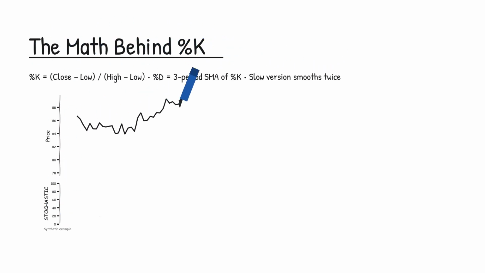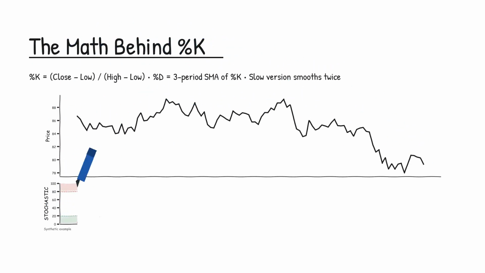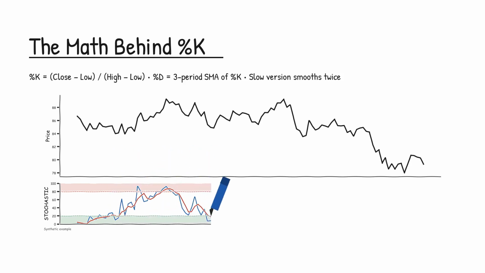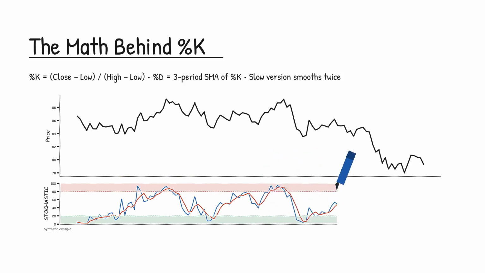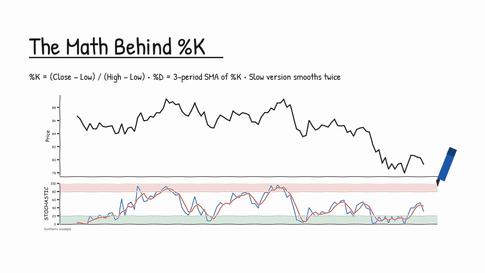Here is the formula. %K equals the current close minus the lowest low over n periods, divided by the highest high minus the lowest low, times 100. The default n is 14. %D is a 3-period simple moving average of %K, acting as the signal line. The slow stochastic adds another smoothing, taming the whipsaws inherent in the raw fast version.